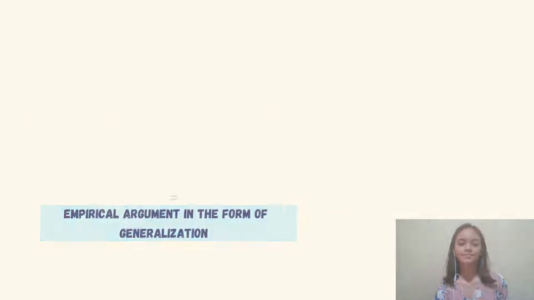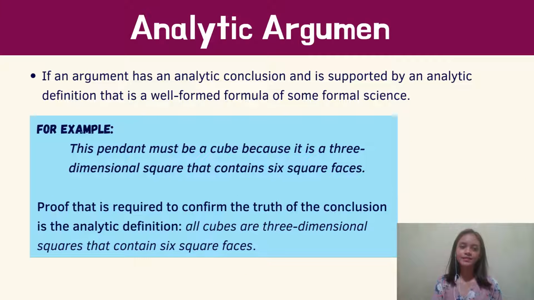be empirical. If an argument has an analytic conclusion and is supported by an analytic definition that is a well-formed formula of some formal science, it is called an analytic argument. For example, this pendant must be a cube because it is a three-dimensional square that contains 6 square faces. The given example is analytic because the proof that is required to confirm the truth of the conclusion is the analytic definition. All cubes are three-dimensional squares that contain 6 square faces.